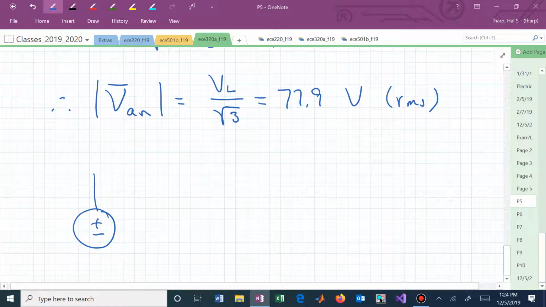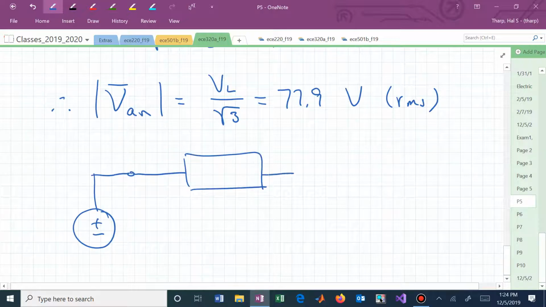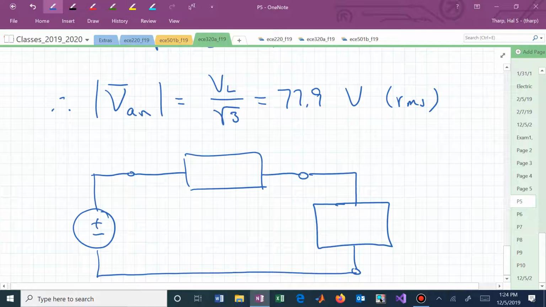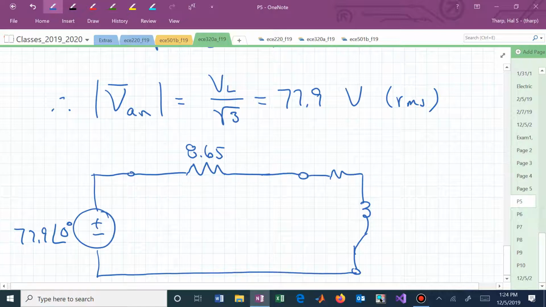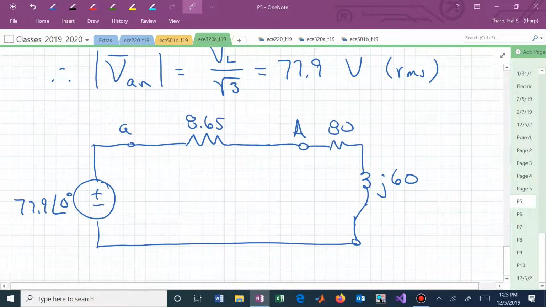Which now allows us to sketch our single phase equivalent circuit, which was the requested information. And maybe I should just do it more schematically. This was just a resistor of 8.65. This now is 77.9, and we can call that our reference phasor if we want. And over here at the load, it was inductive. It had a real piece of 80 and an imaginary piece of 60. And that's now our single phase equivalent answer to this question.